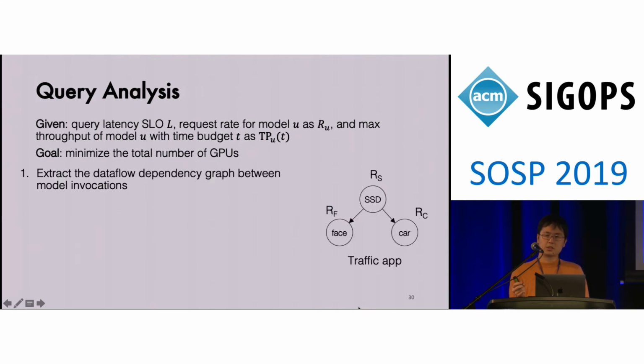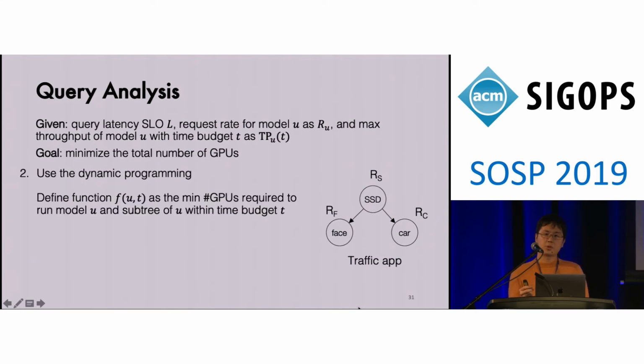So we first need to extract the data flow dependency graph between model invocations. And this figure shows an example of the data flow diagram for the traffic application. We first use the SSD model to detect objects inside a frame. And then if it's a person, we use a face recognition model. If it's a car, we use a car recognition model.